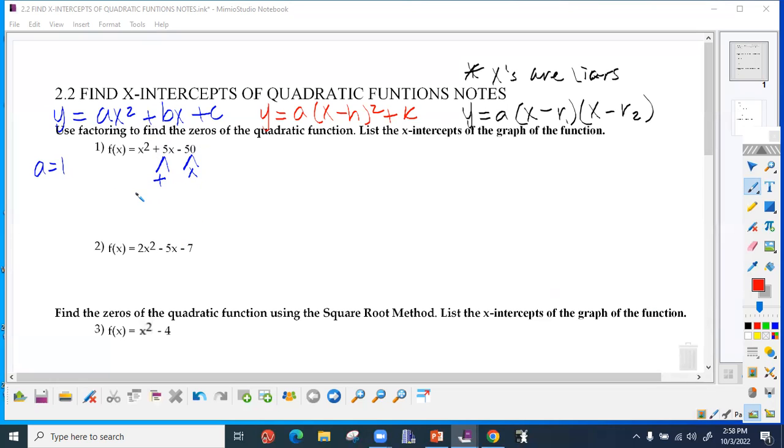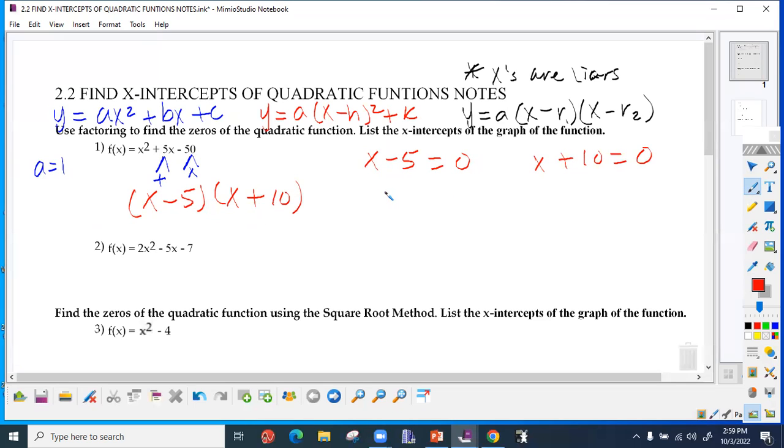10 and negative 5. So therefore, my factors are x minus 5 times x plus 10. So this is from standard to factor. Do we see that? Okay. Because it says list out the x-intercepts of the graph of the function, that means you're taking each factor and setting it equal to 0. Because x-intercept means your y equals 0. So if I take x minus 5 and set it equal to 0, and I take x plus 10 and set it equal to 0, what are my x-intercepts? x equals 5 and x equals negative 10. So these are where my x-intercepts would lie.